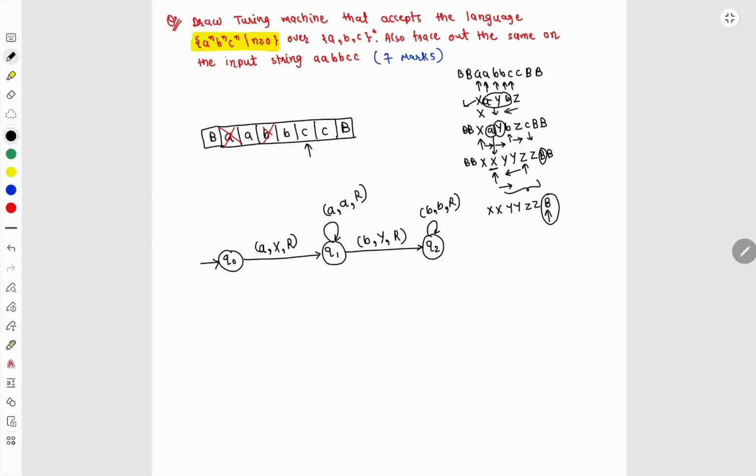So now convert C into Z and move towards the left side. If we give Q2 state C, convert C into Z and move towards the left hand side. We need to move towards the left hand side until we get the capital X. In between, whatever letters come, we need to keep those letters as it is. So how can we write that?